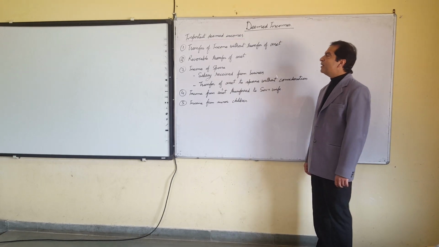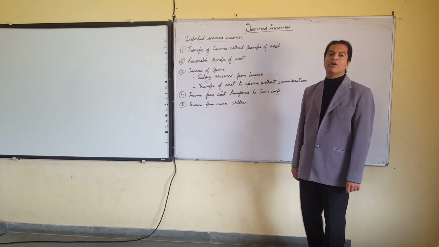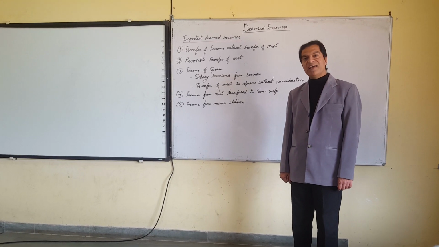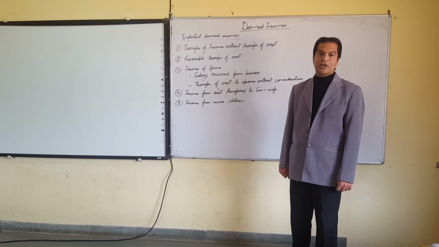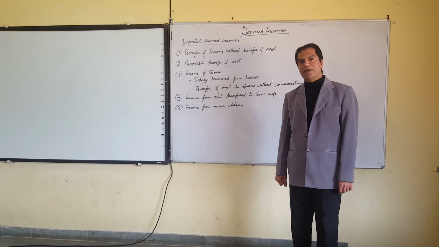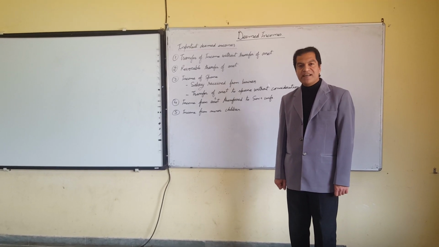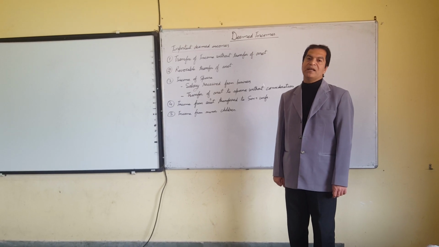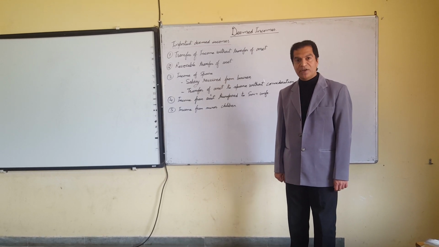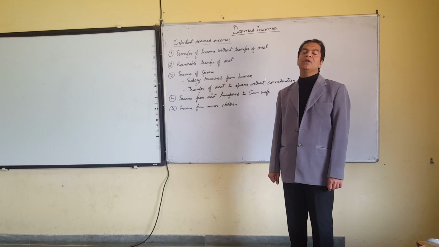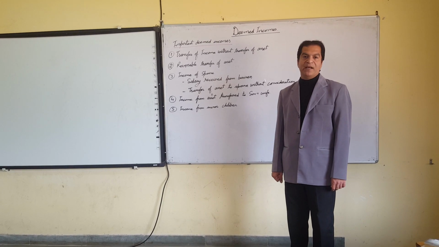Second is revocable transfer of asset. Revocable transfer of asset means I transferred the income as well as asset, but with a clause that in future, in case of any happening, I will regain that asset from that another person. So in this case, revocable transfer is also included in deemed incomes.